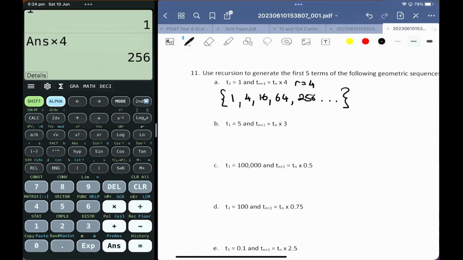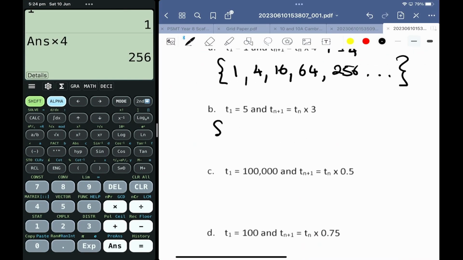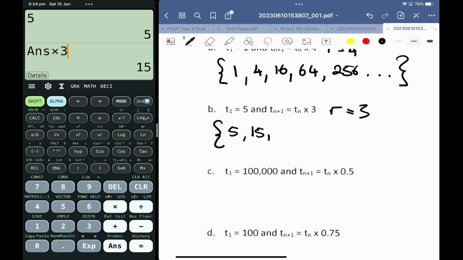All right, the next question. First term is clearly 5. It says that T1 is 5. And my ratio here is it's multiplying by 3. So my ratio is 3. I press 5 and equals answer times 3 gives me my second term. Equals again, gives me my third term. And then one more time to finish the sequence.